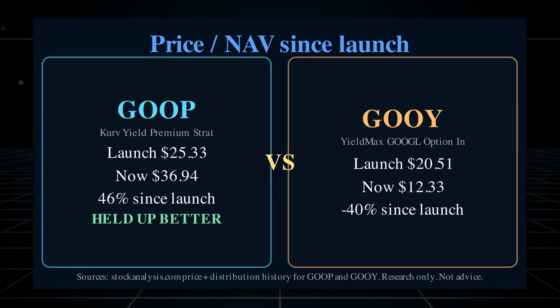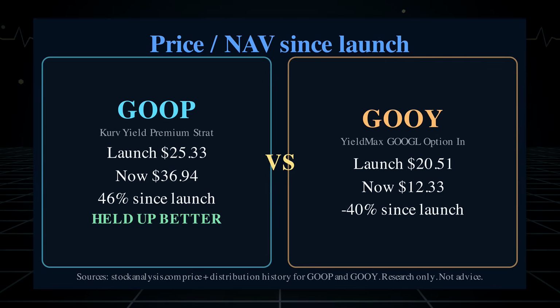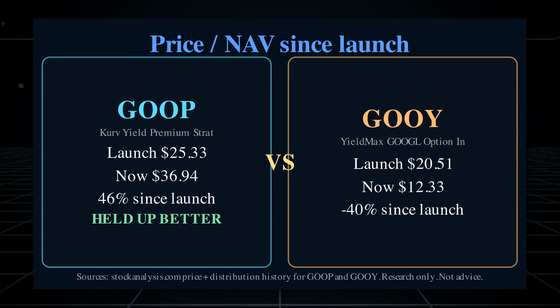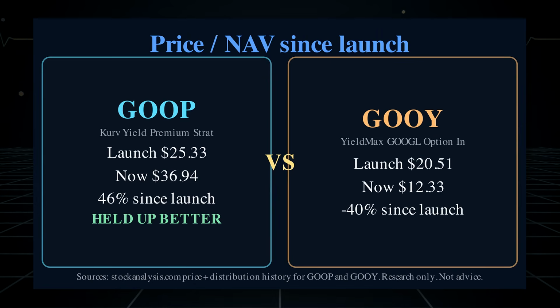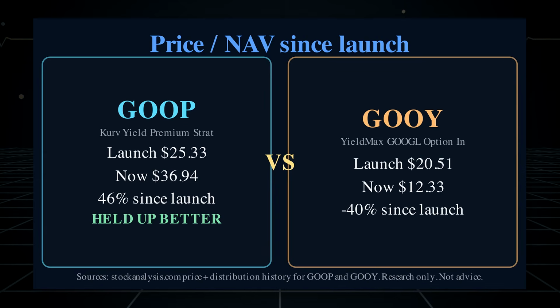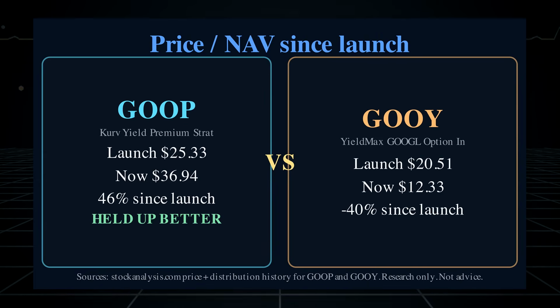But capped upside does not require NAV to fall. GOOP's record proves that a synthetic covered call machine can distribute cash while the underlying capital base still advances. GOOY's path shows the opposite possibility. Premium and frequent payments can coexist with major deterioration in what remains.